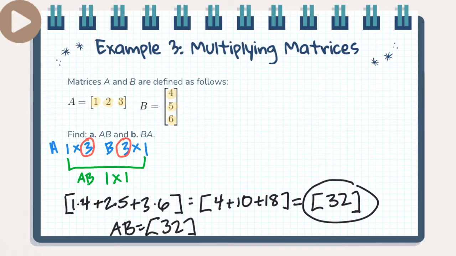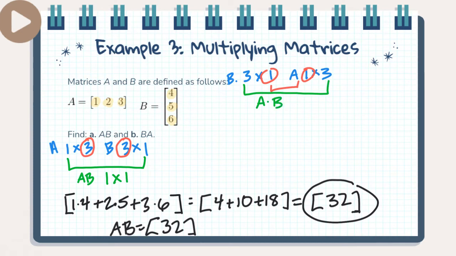Now let's look at question B, BA. So if we look at multiplying them in a different order, we have a 3 by 1 matrix for B, and A is a 1 by 3 matrix. Now we can see that the ones here are the same, so we know we can multiply them together.